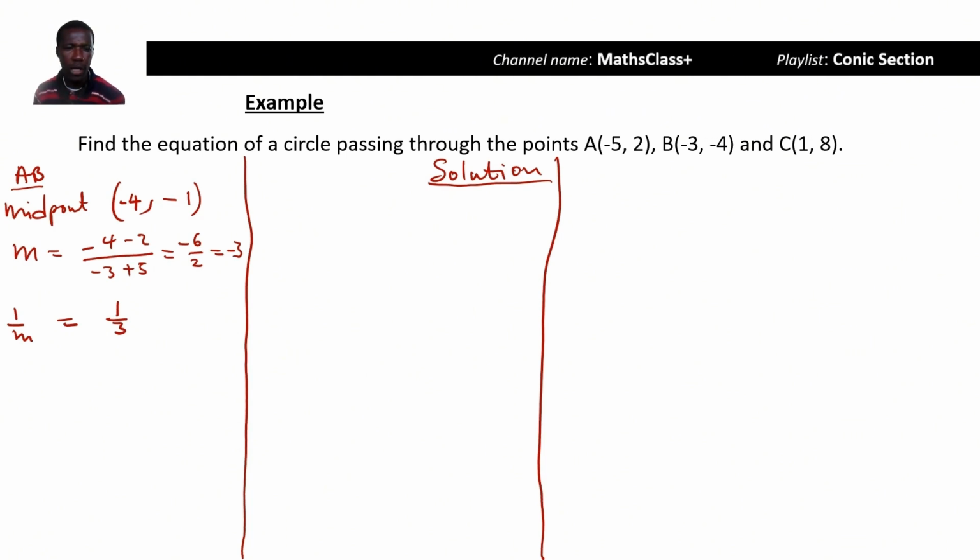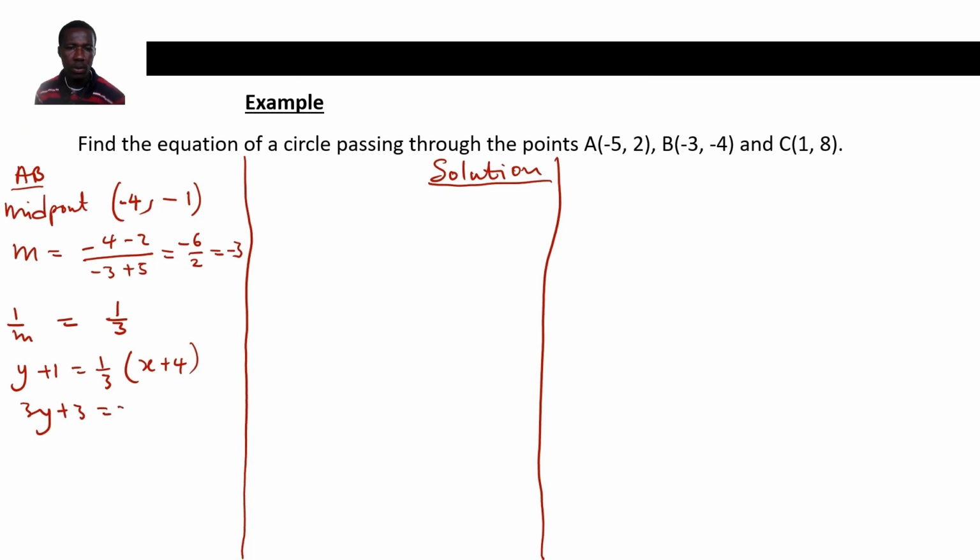So the equation of the perpendicular bisector will become y plus 1 is equal to 1/3 times x plus 4. And so that will give us 3y plus 3 is equal to x plus 4. So we have 3y minus x is equal to 1. And we will label that as our equation 1.